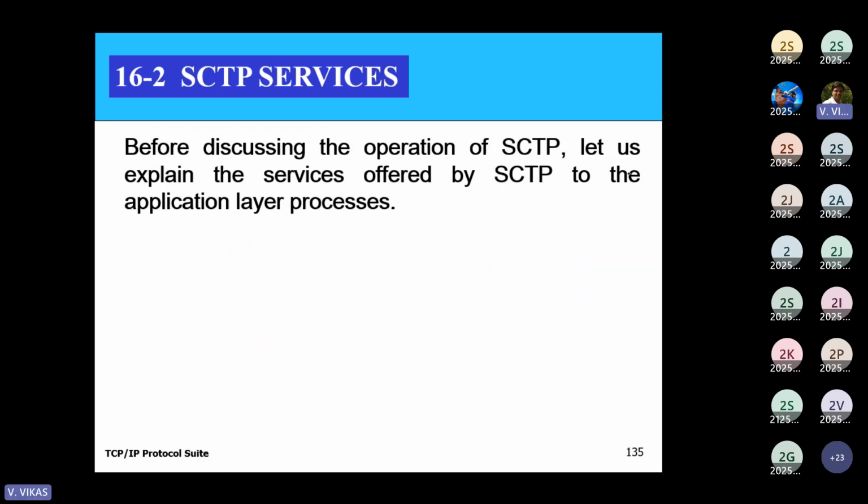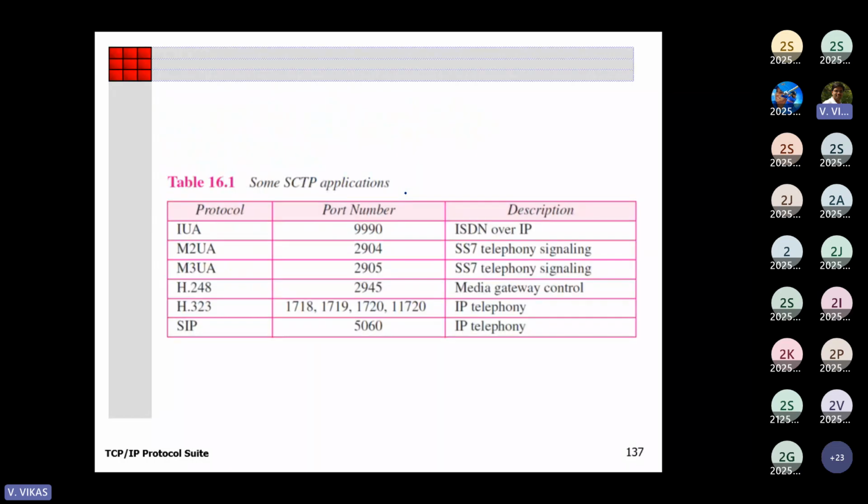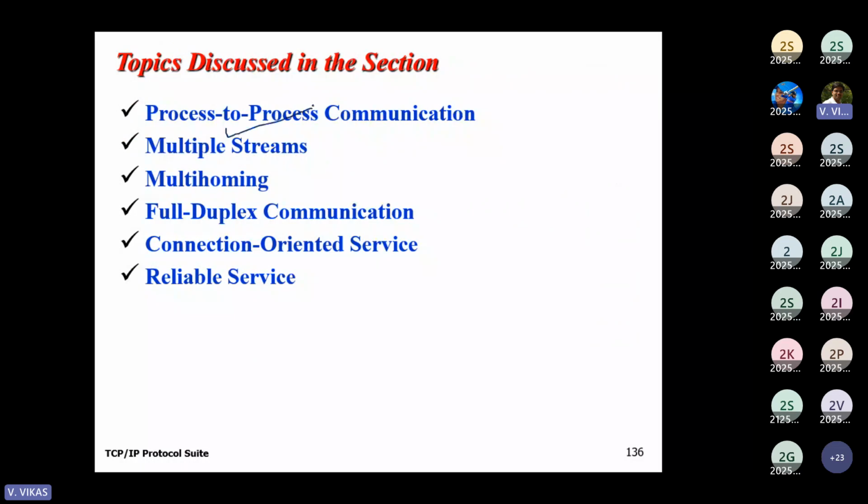So before discussing the operation of SCTP, we need to handle the services we have for SCTP. These are the services which SCTP is providing. The first one is process to process communication. What is process to process communication? Whether you consider UDP, TCP or SCTP, within a computer we have multiple processes. By using the socket address, the combination of IP and port address, we identify each process and deliver from one process to another process. SCTP also does the same thing, providing process to process communication.